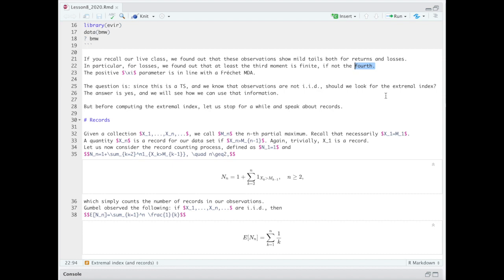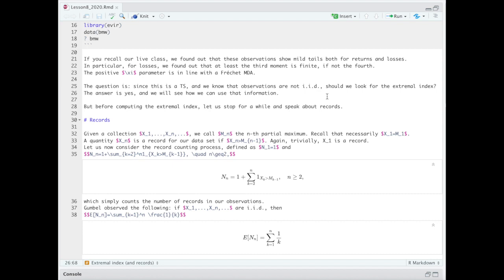Now, the question that we can ask ourselves is, we have modeled losses and returns as if they were coming from an i.i.d. collection of observations. But we know that these are daily returns, okay? So they form a proper time series. And the idea is, what happens if we take into consideration this fact? So the fact that we are not playing with i.i.d. observations, but rather with a time series. In order to do that, what we have to do is to estimate the extremal index.